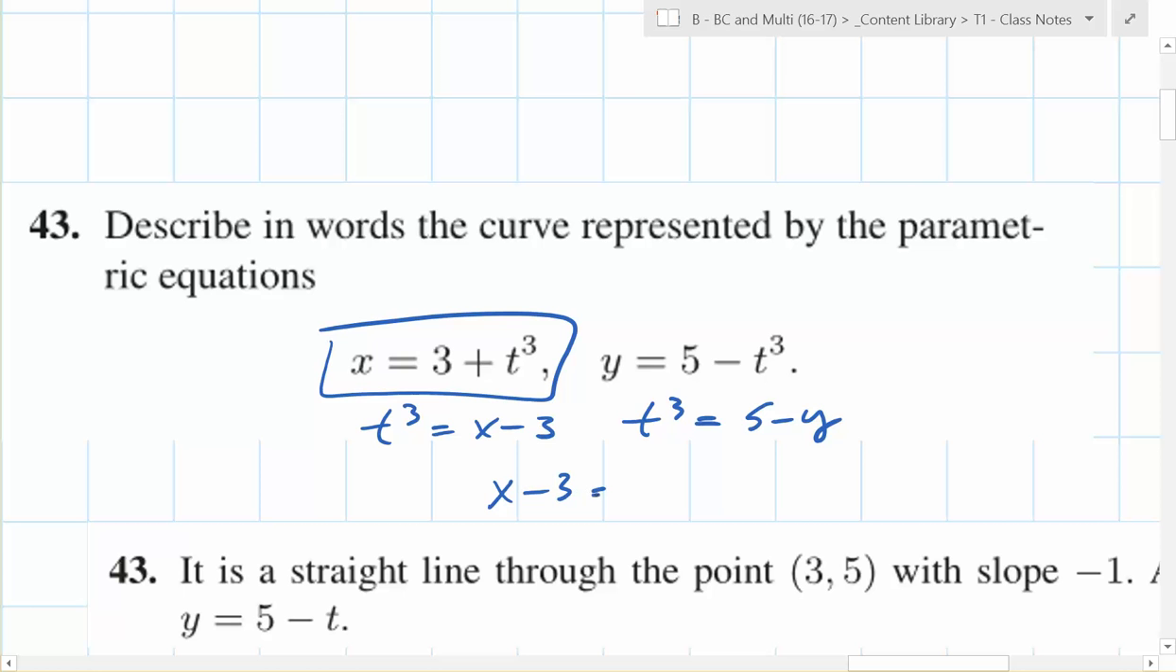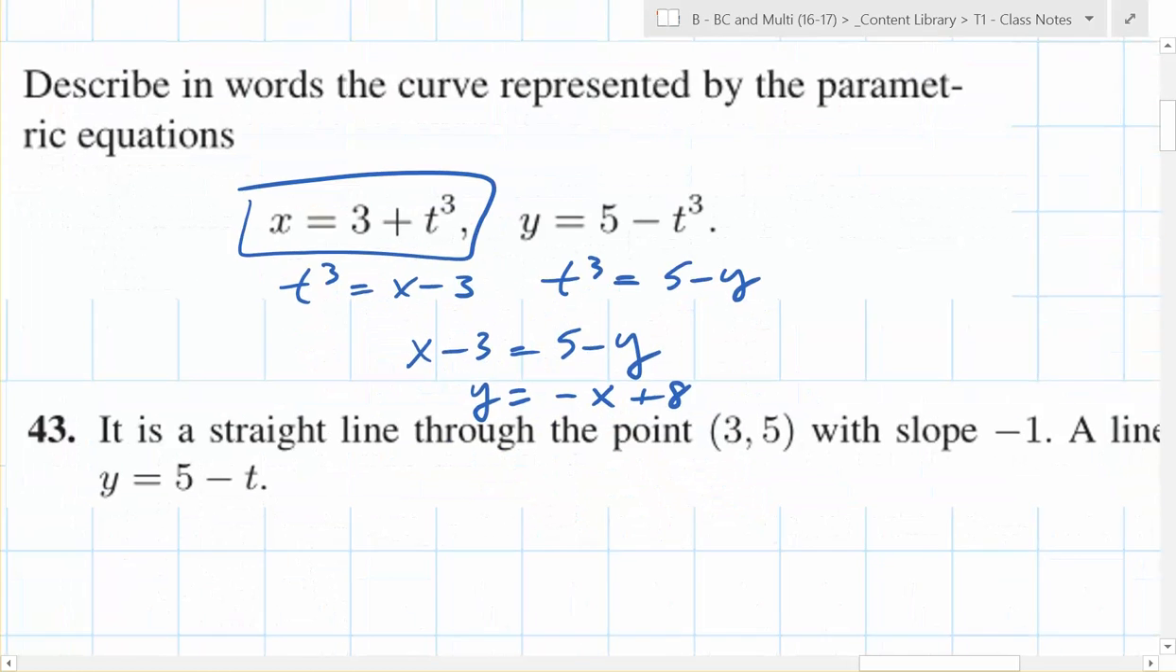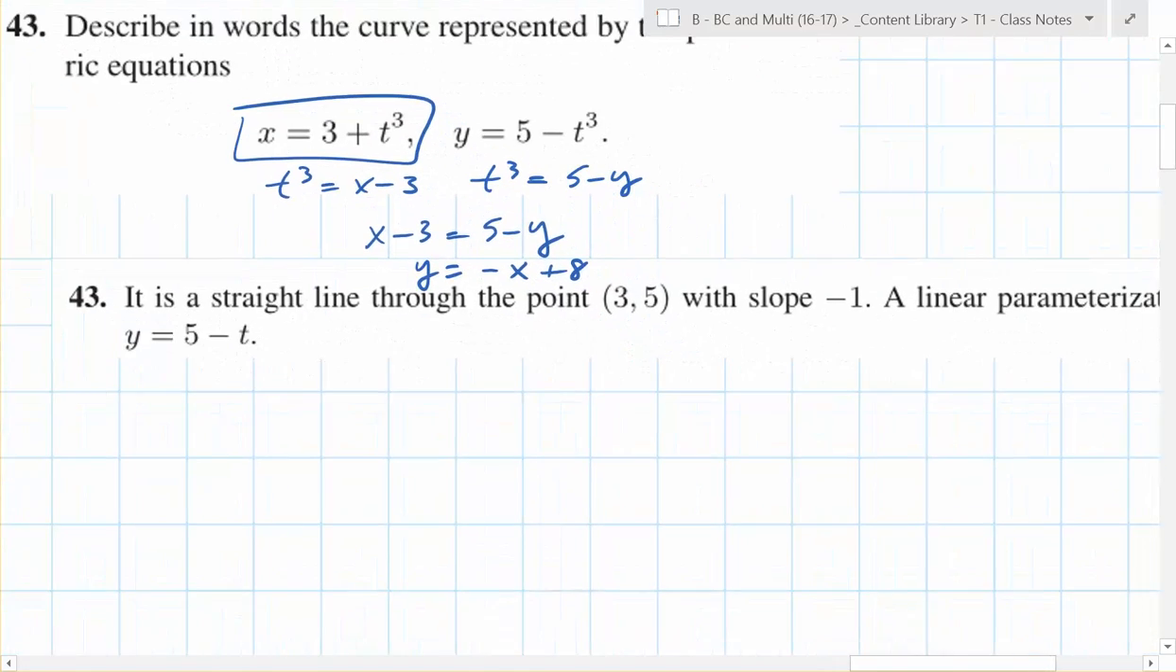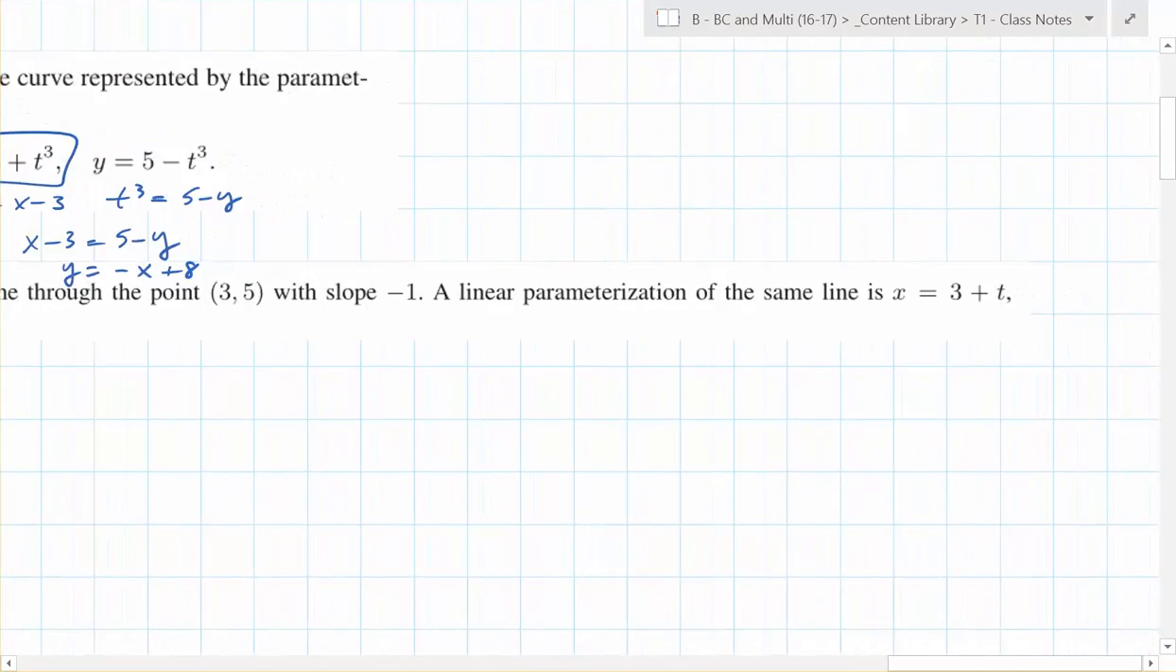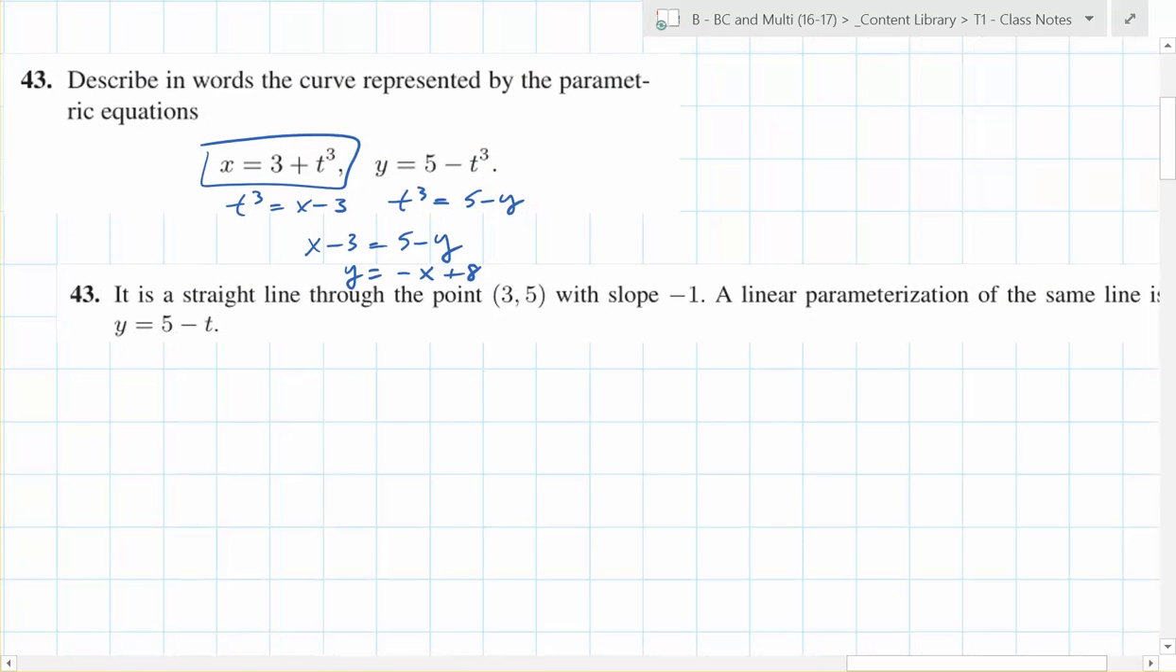You put that together and what do you get? X minus 3 is equal to 5 minus y. So what does y equal? Negative x plus 8. Nice. So here's how they describe it. It's a straight line through the point 3, 5 with slope negative 1. A linear parameterization. Oh, look at that. It's just a line. You can describe it in many ways. So you could describe this function with words.